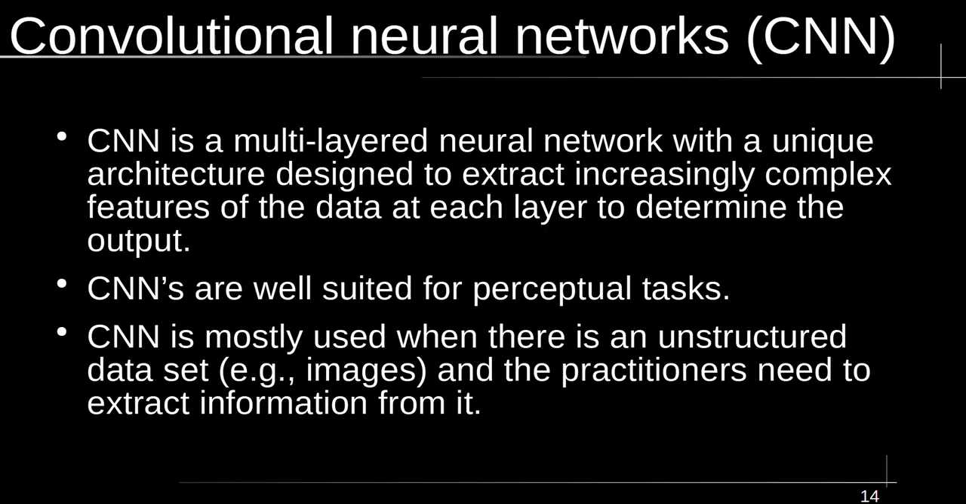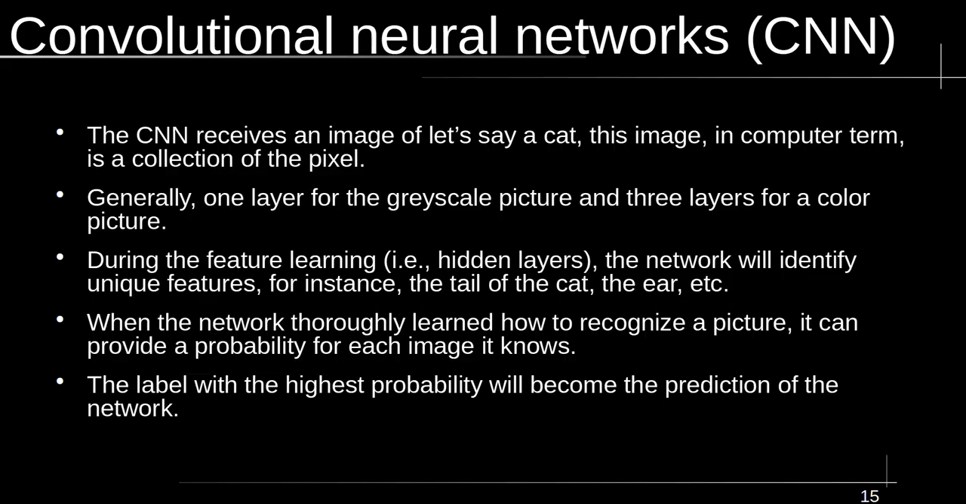And the next one is the convolutional neural network. CNN is a multi-layer neural network with a unique architecture designed to extract increasingly complex features of the data at each layer to determine the output. CNN is well suited for perceptual tasks, the feed forward task. CNN is mostly used when there is an unstructured data set, like images and videos.